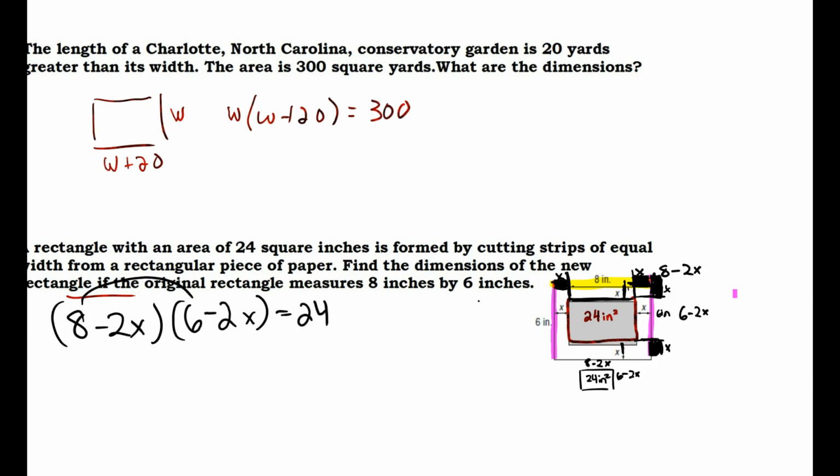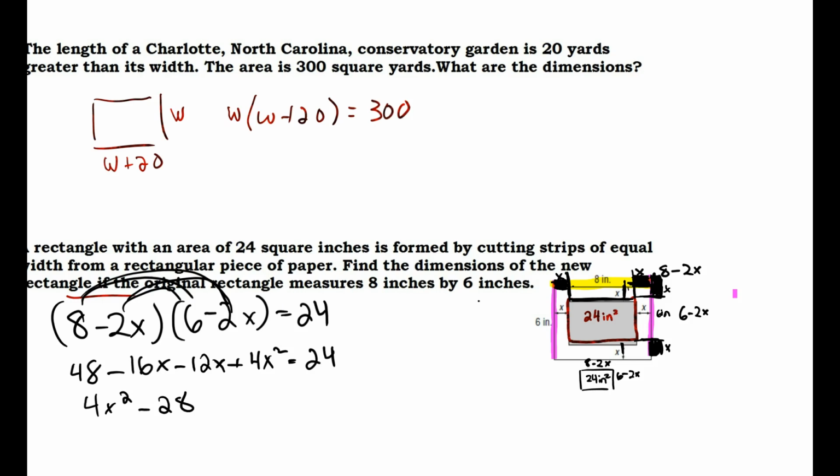So we get 48 minus 16x minus 12x plus 4x squared is equal to 24. Okay, we can combine like terms. I'm going to write this in standard form, so 4x squared minus, and this is 16 and 12, so that makes 28x, and then plus 48 is equal to 24.